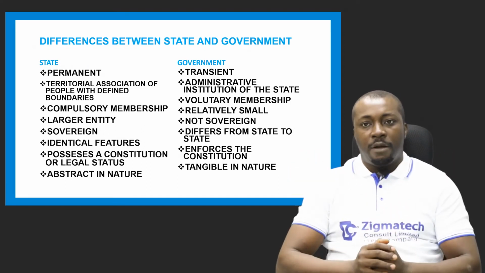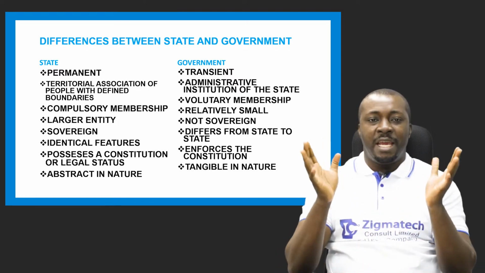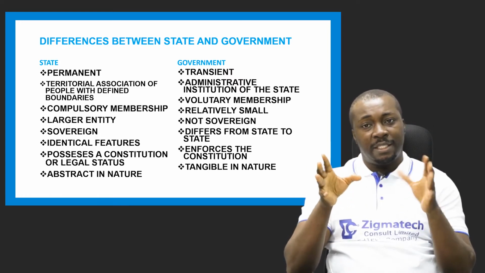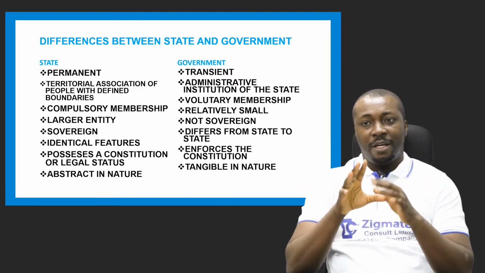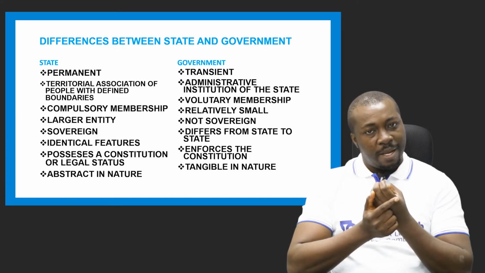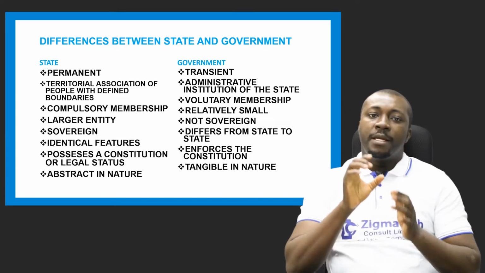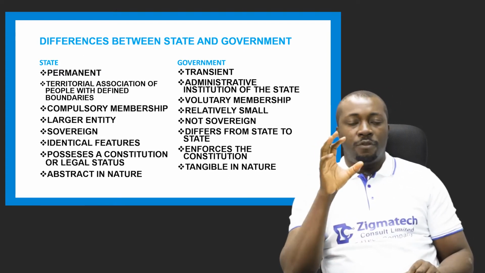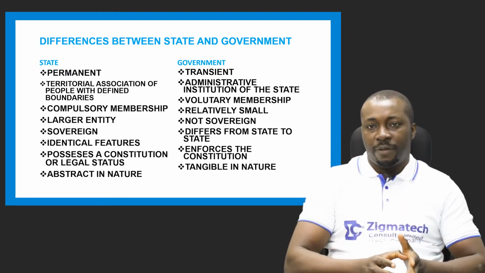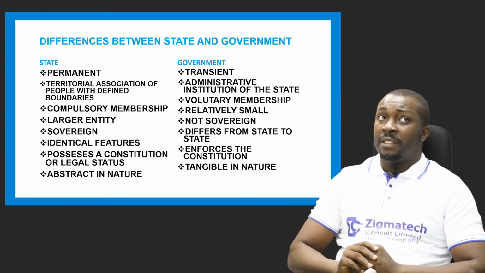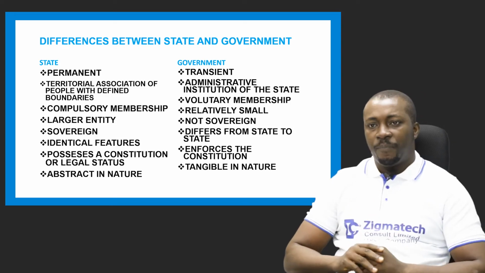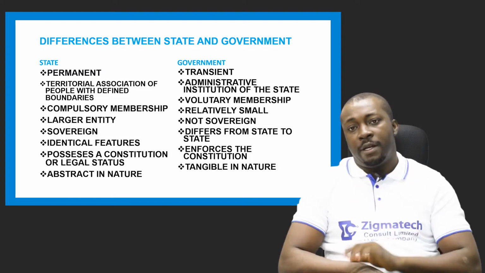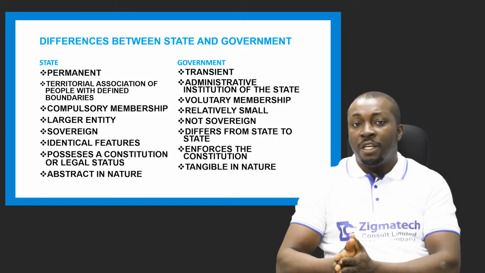Now, the state is a larger, broad entity, while the government is relatively small and a part of the state. The state itself is sovereign, has absolute power to make and enforce laws within its territory without any form of external interference or control, while the government itself is not sovereign. It is the state that has that sovereignty, not the government.